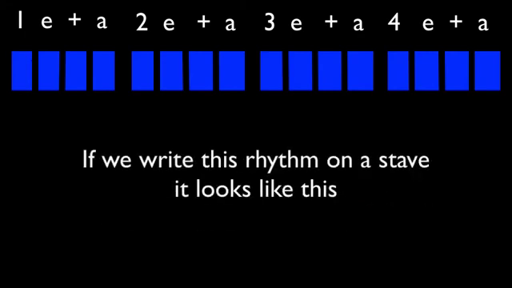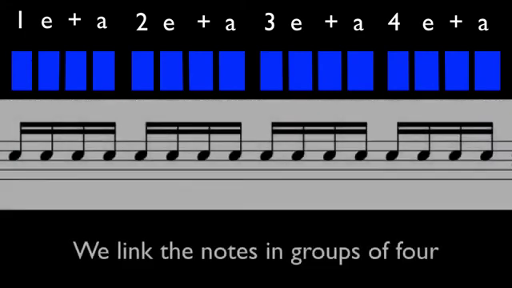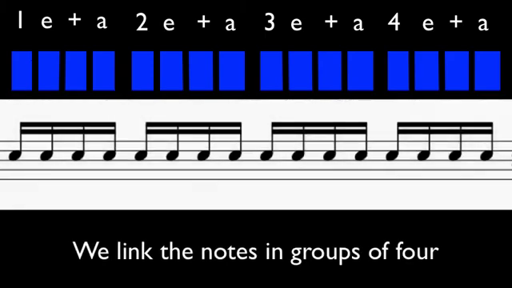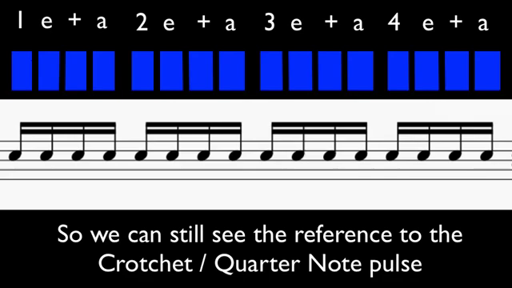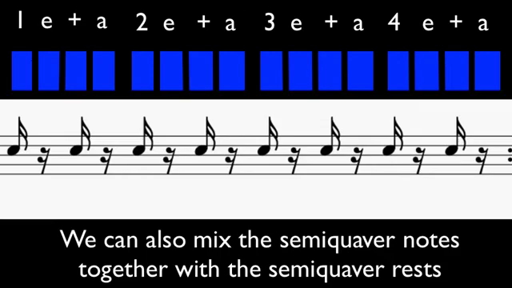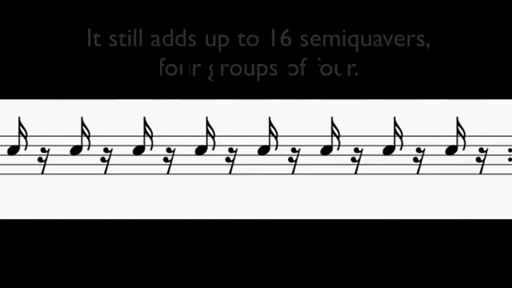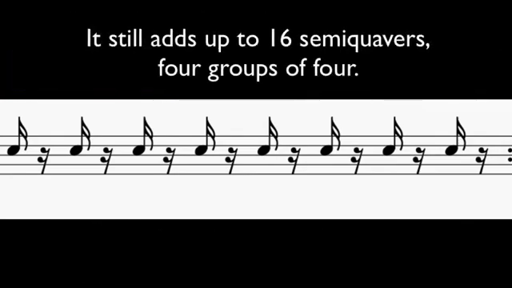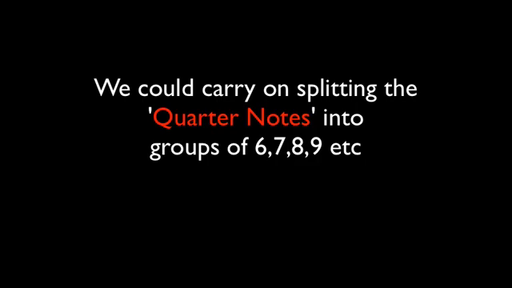If we write the rhythm on a stave, it will look like this. We link the notes in groups of 4, so we can see how they're connected to the crotchet pulse. We can also mix the semiquaver notes and the rest together to give different combinations shown below. But they still all add up to 16 semiquavers in a bar. We can carry on splitting the quarter notes into groups of 6, 7, 8, 9, etc. Think of the pizza. It's all to do with fractions.